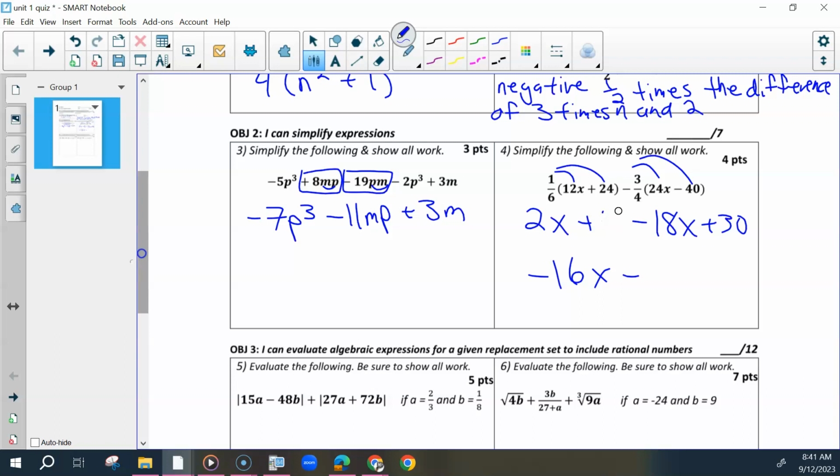That wasn't 8. That was 4. So the 4 points for that were, did you distribute both pieces correctly, and then did you combine both terms correctly? Questions on that one?